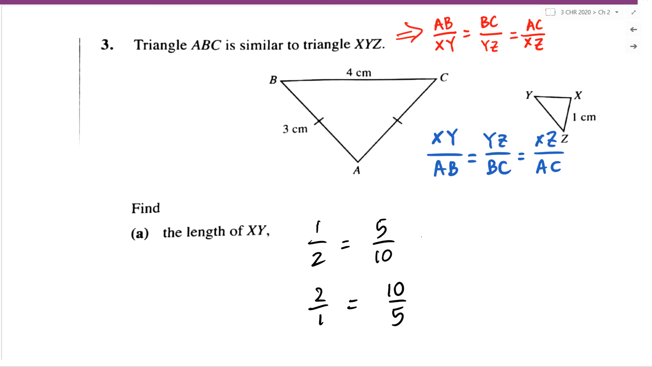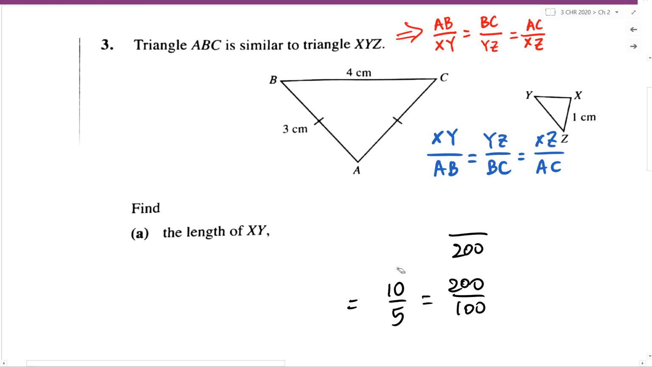I can even extend this. So maybe if this is over 200, what should the numerator be? 100, right? Then if I flip this around, I get 200 over 100. Do you see that they are the same? So if I use big triangle divided by small triangle, or small triangle divided by big triangle, I still get the same ratio. They are still equivalent. Alright, so let's move on.